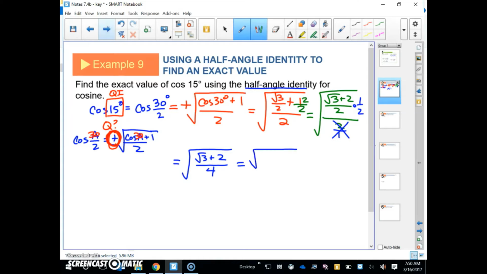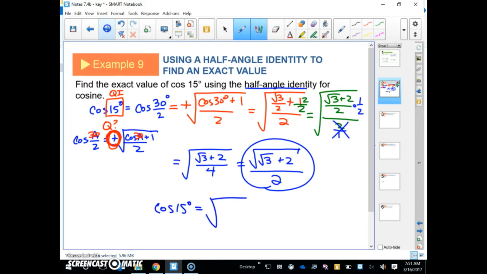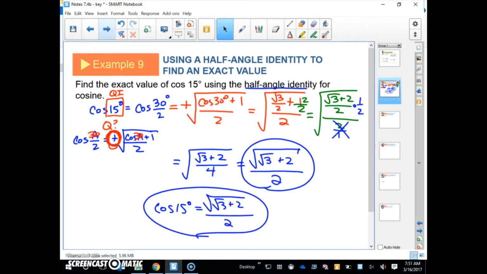So I would have big square root of little square root of 3 plus 2. Notice that 2 is inside that square root. All over square root of 4 is 2. And that's your answer. Okay? So if I wanted to verify that, I guess you could type that into your calculator and see if that actually equals cosine 15. But that's what we're trying to do. Cosine 15 is exactly square root of square root of 3 plus 2, all over 2.